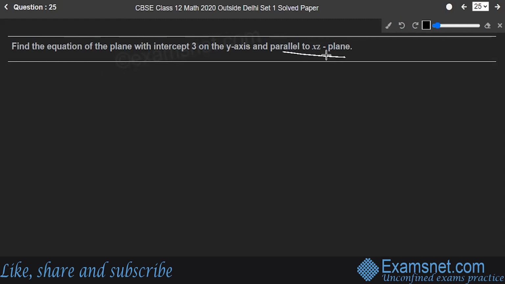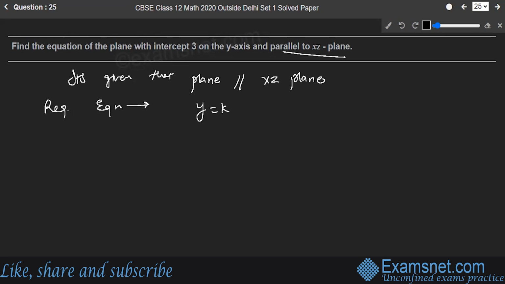So you're given that the plane is parallel to the xz plane. So the required equation can be y is equal to k, right? Now it's given that the plane makes an intercept of 3 units on the y-axis. So that means it passes through the point (0, 3, 0), right?